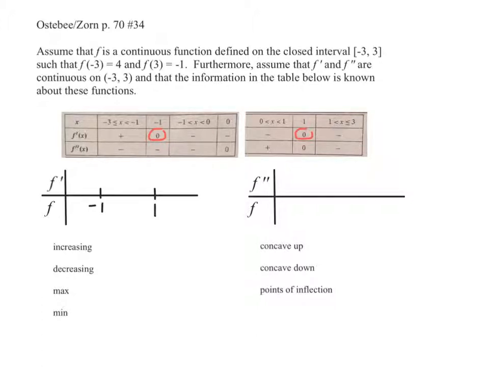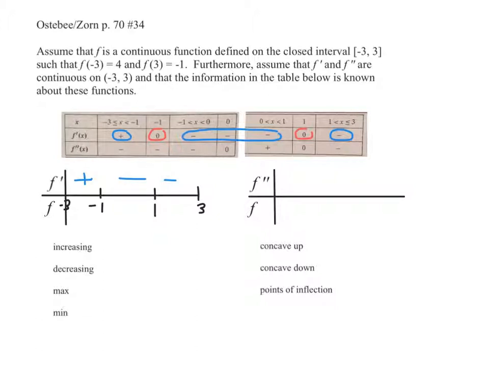Okay, now I need to find out the signs in between. Before -1, this is positive. In between -1 and 1, you'll see the entire place in there is negative. After 1, it's negative. Now keep in mind, this is a closed interval, so this actually stops at 3 and starts at -3.